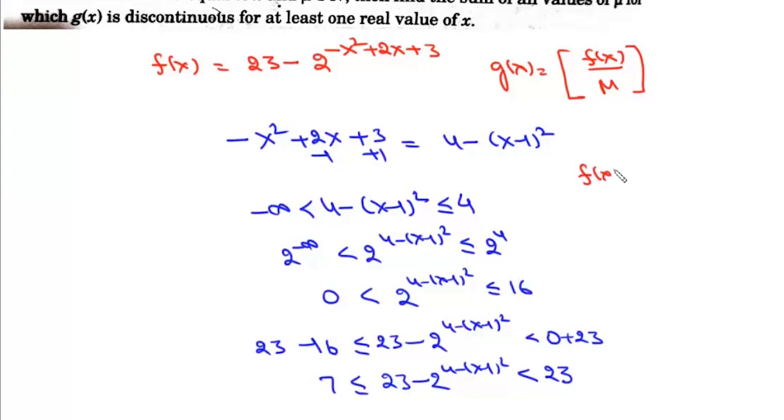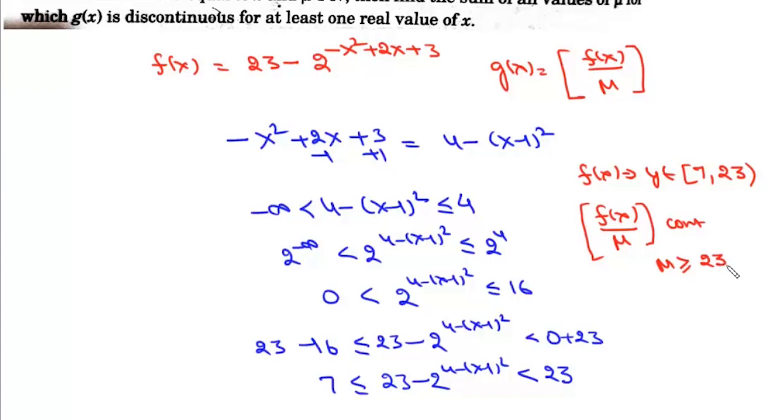So the value of this function f(x) will lie between 7 and 23. The greatest integer function of f(x) upon mu will be continuous if mu is greater than or equal to 23. So for all those values, this greatest integer function will be 0. In that case, this function will always be a continuous function. So it is discontinuous at one value if mu is less than or equal to 22. That will give us 22 different values of mu.